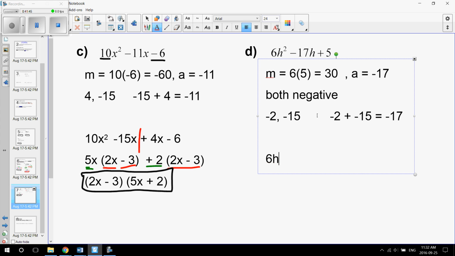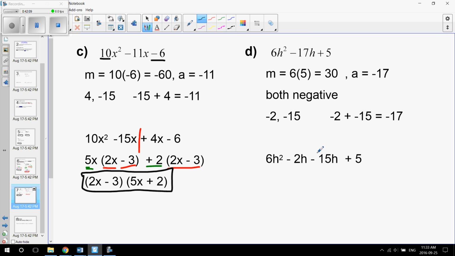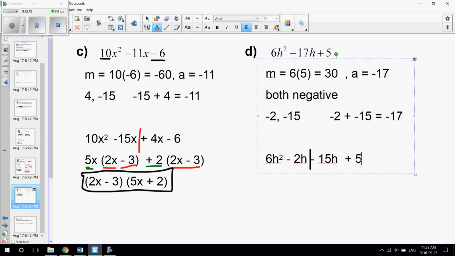Remember that now we plug them into our equation in the middle. So we still have our 6h squared, but now we need to plug in our two numbers. We have a negative 2h and a minus 15h, and then our last number still stays the same as a plus 5. And we're going to break it down the middle and look at our two sections.